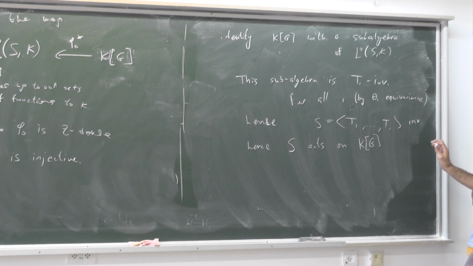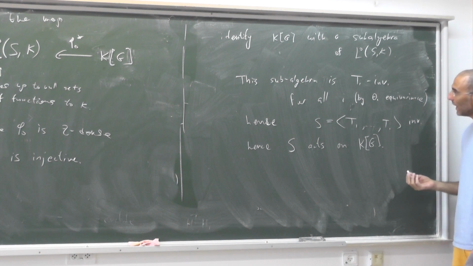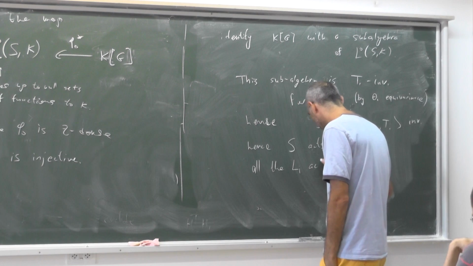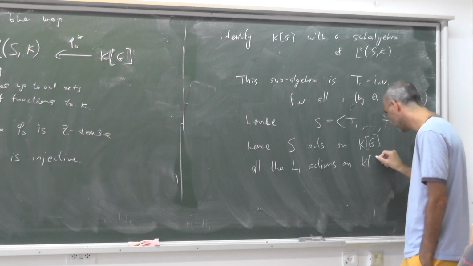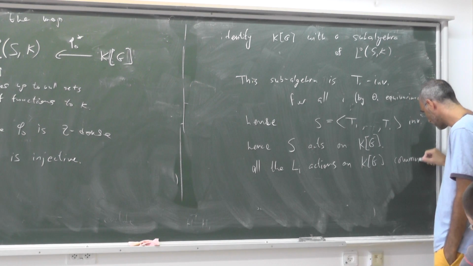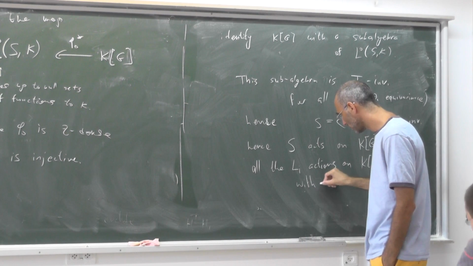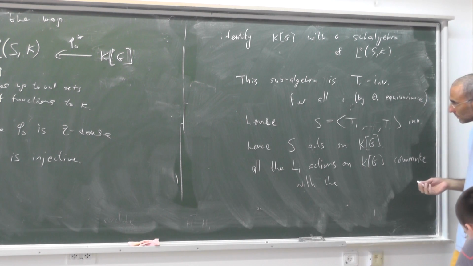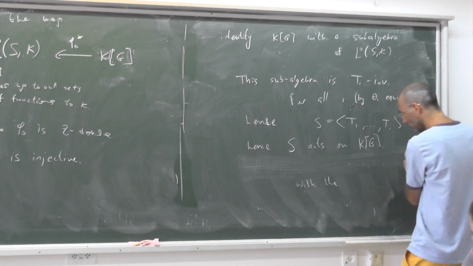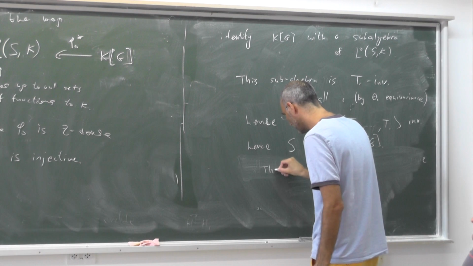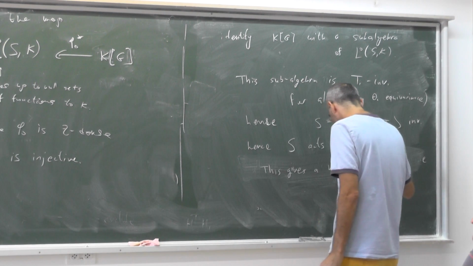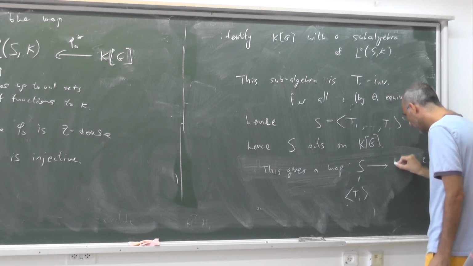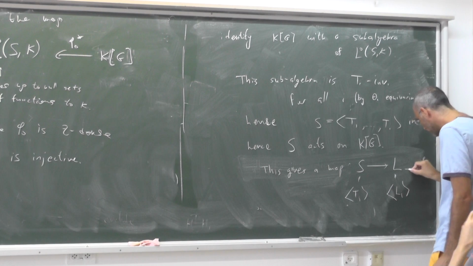What can I say? Now, all the Li actions on KG commute with the, maybe I should say, forget this line. This gives a map from S, which is the group generated by the TIs, to L, which is the group generated by the Lis, which we observe to be G.